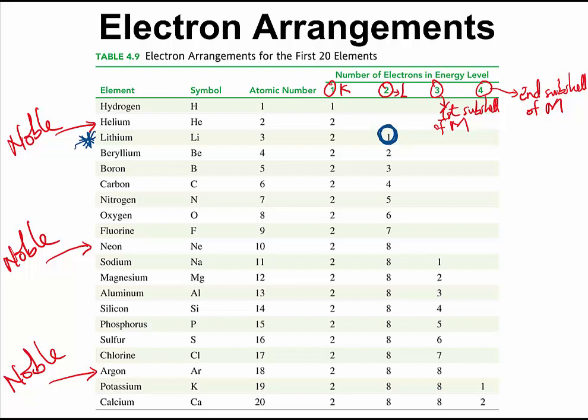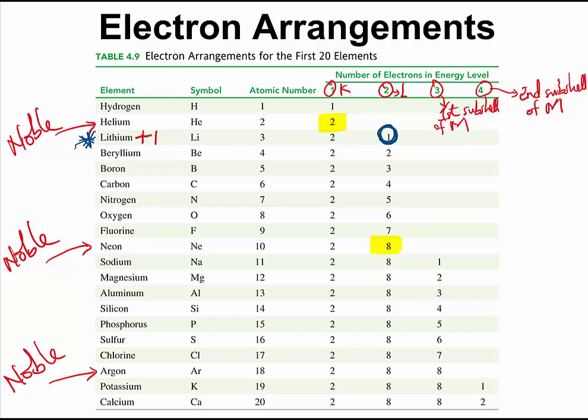To be like helium, lithium would have to lose the only electron it has in the L shell. To be like neon, lithium would have to gain 7 electrons into the L shell. The lowest energy pathway for nature is for lithium to lose the only electron in its L shell. And when lithium loses that single electron, lithium will carry a charge of +1.